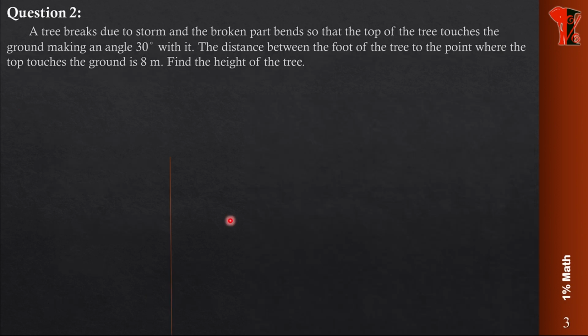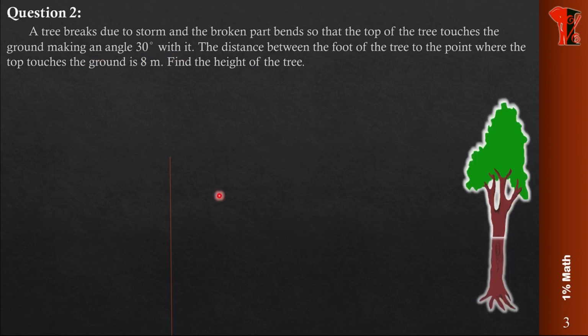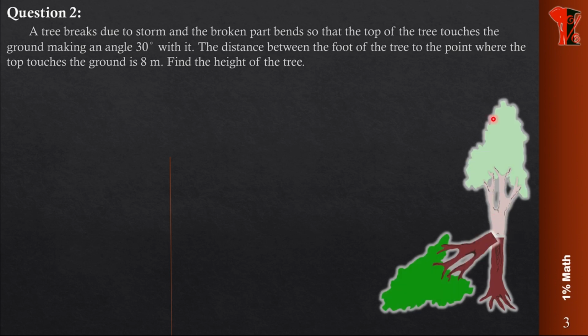Let us go to the second problem. A tree breaks due to a storm and the broken part bends so that the top of the tree touches the ground, making an angle of 30 degrees with it. What is the situation? There is a tree and it is broken at this point due to the storm. This particular part has broken and touched the ground. The distance between the foot of the tree and the point where the top touches the ground is 8 meters. Find the height of the tree.